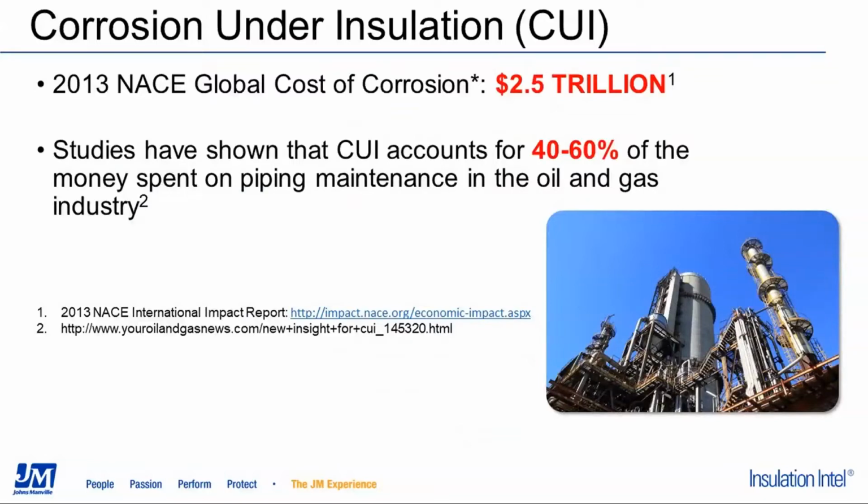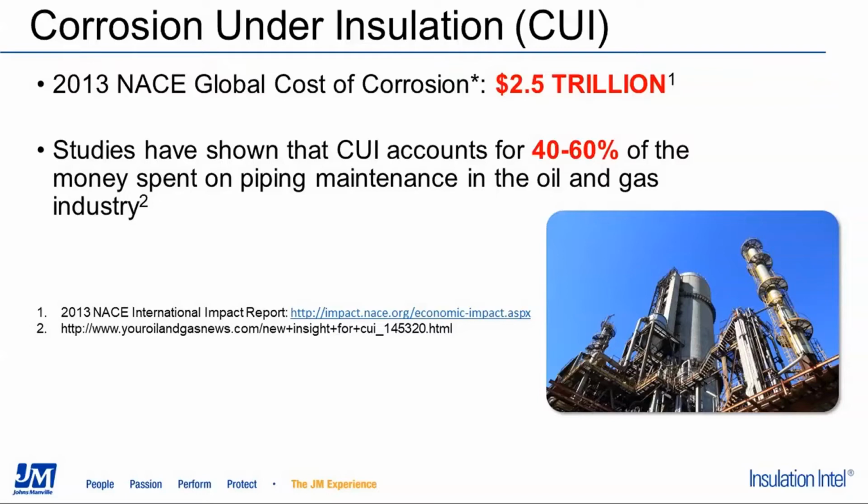Before we dive into the meat of the presentation, just a little bit of introduction and probably overview for some of you. Let's take a look at corrosion under insulation and why this is such an important topic for our industry. The National Association of Corrosion Engineers, or NACE, published a study in 2013 called their Impact Study, where they analyzed the financial impact of corrosion under insulation. They estimated through that study that the global cost of corrosion was about $2.5 trillion.